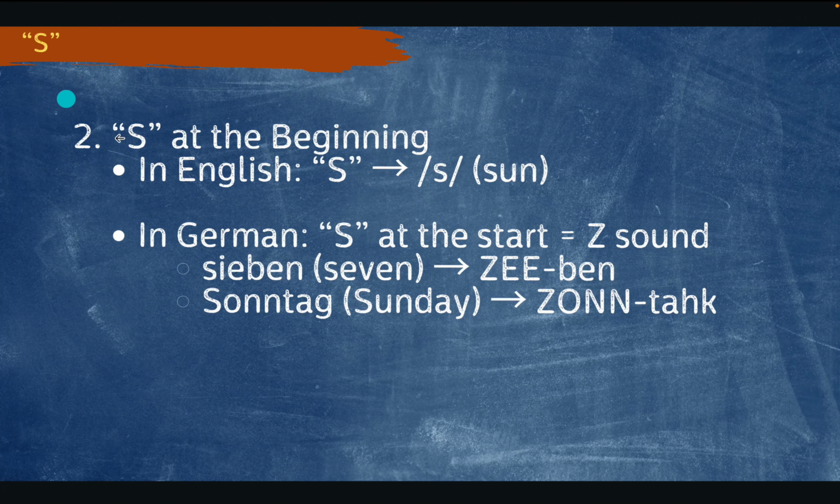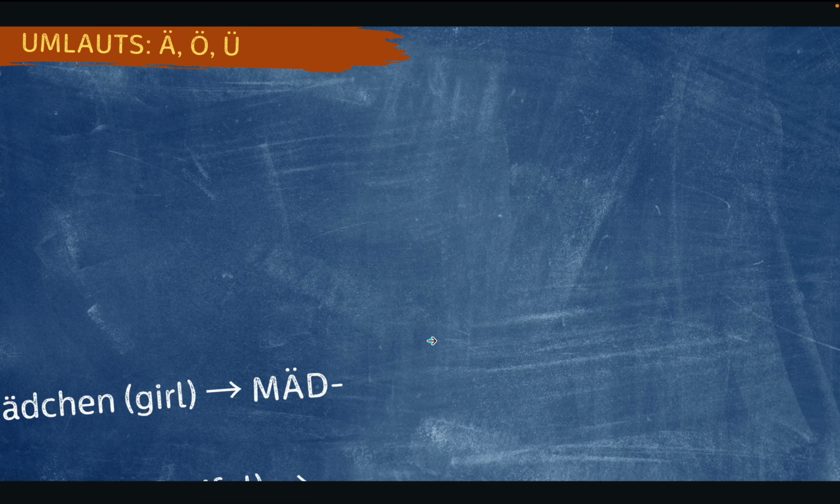Next, S. If you see a German word that starts with S, in English it's sun. But in German, at the start, it makes the Z sound, like sieben, Sonntag. Sieben for seven, Sonntag for Sunday.